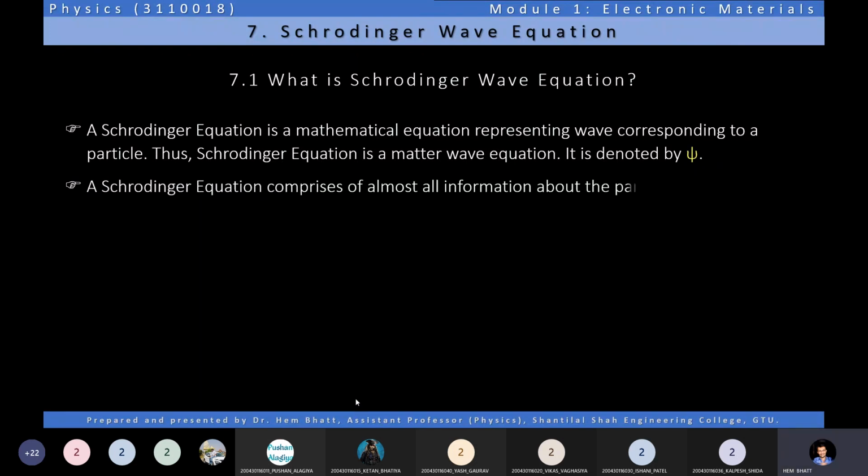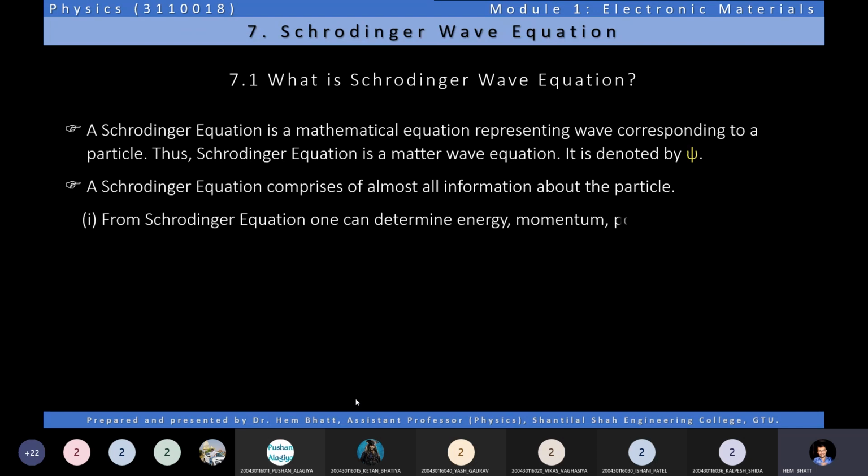Schrodinger equation comprises almost all information about particles. Why do we need such an equation? So if you know Schrodinger equation, you can determine a wave vector, that is 2 pi by lambda. You can determine momentum, position, and energy. So many things we can decide if we know psi. You can find out the probability of finding the particle at some point. Okay, so that is why we should know Schrodinger equation of a particle. From Schrodinger equation, one can determine energy, momentum, position, etc.